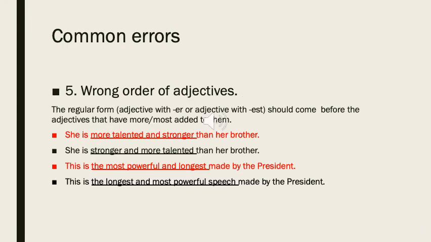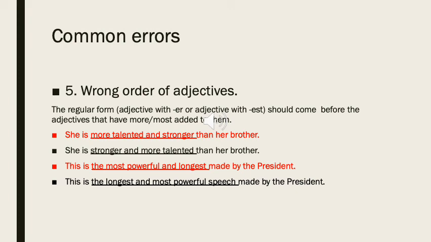The wrong order of adjectives is another error that is commonly made. We might have in the same sentence some adjective that has the ER or EST form for the comparative and the superlative, and another adjective which would probably be a bisyllabic or an adjective with more syllables than two, and therefore it would take the form more and most to form its comparative and superlative degrees. Now, in such sentences, we must always write the regular or the monosyllabic adjective first, and then the bigger adjective, the one that takes more or most along with it, in the second position.